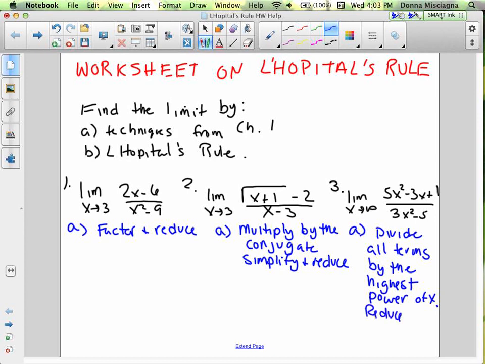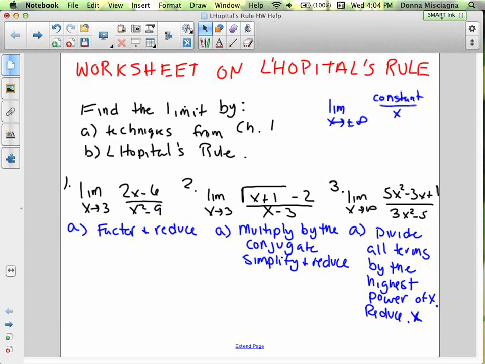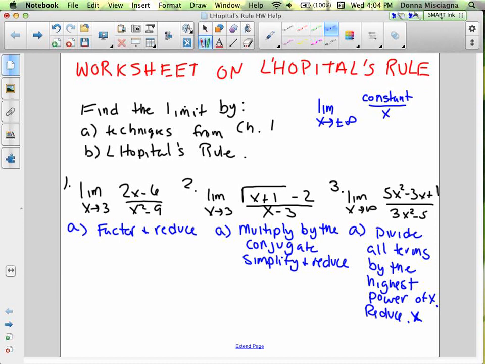And remember that if you have a constant, actually I can't fit that in there. Let me write the little reminder up here. The limit as x approaches positive or negative infinity of a constant over any power of x equals 0. I still don't have enough space. All right, so you can use that to find the limits.